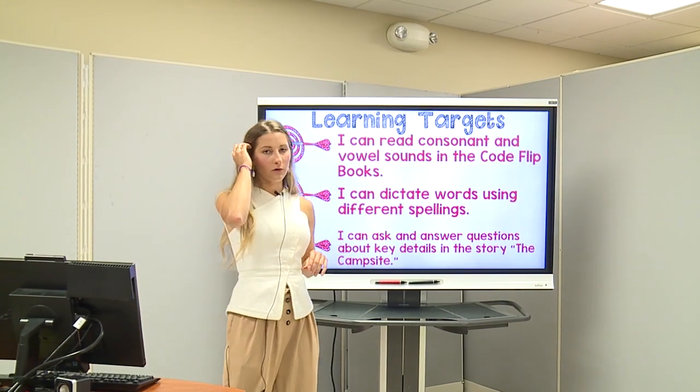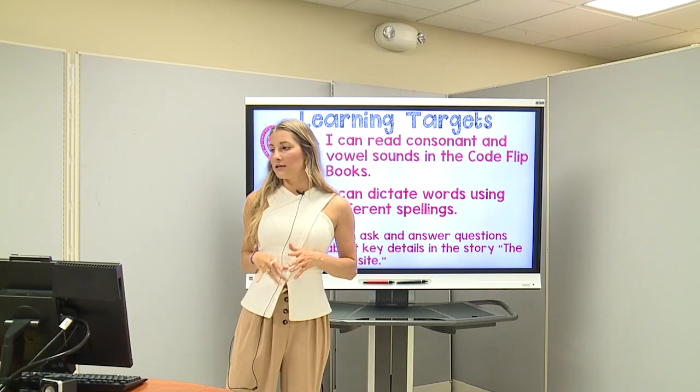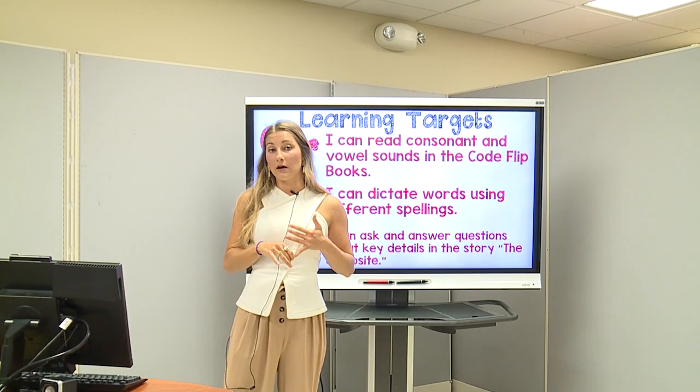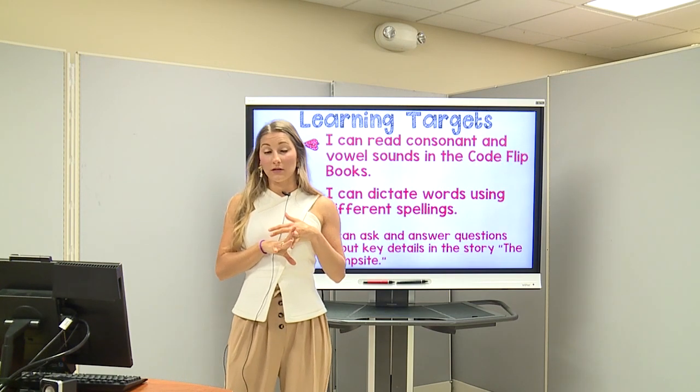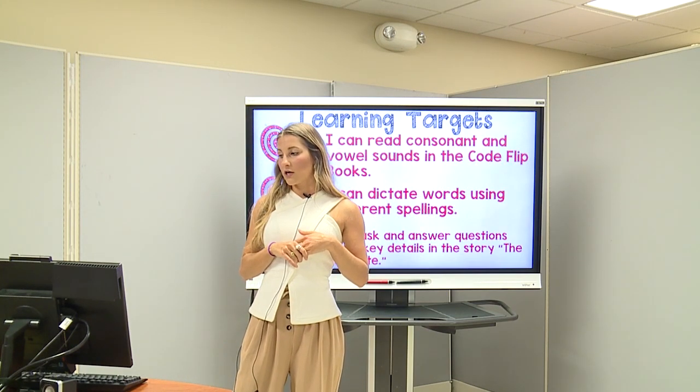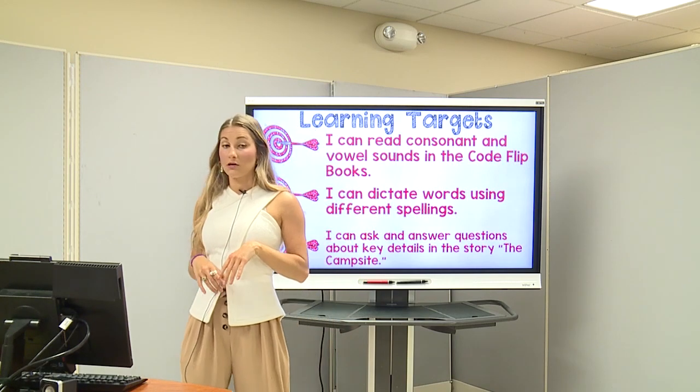Okay, so our learning targets, what you should be able to do by the end of this lesson, is read consonants and vowel sounds in the vowel code and the consonant code flipbook. You can also dictate words using different spellings, and you can ask and answer questions about key details in the story, The Campsite.